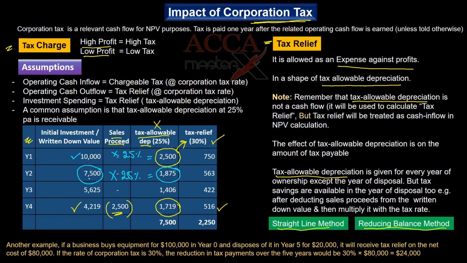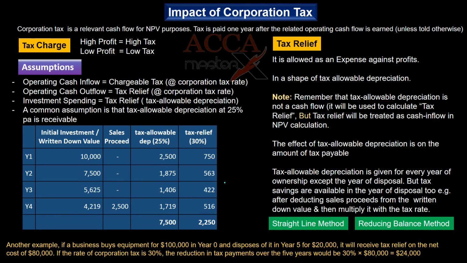Fine. And now we will deduct this amount, for example from 7500, and then we will get this amount. Okay, and the same thing will apply here, but in the last year we have sale disposal, so we will not multiply 25% here. Instead, we will deduct the amount of our sales disposal from our written down value. Okay, and after deducting it we will get this amount, on which we will have 30% tax relief.